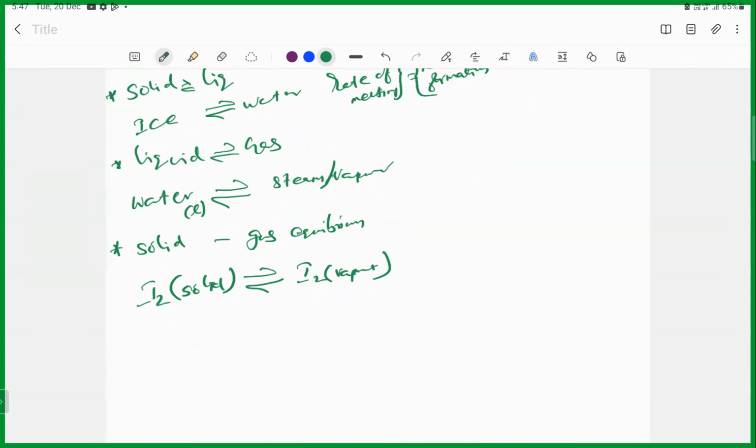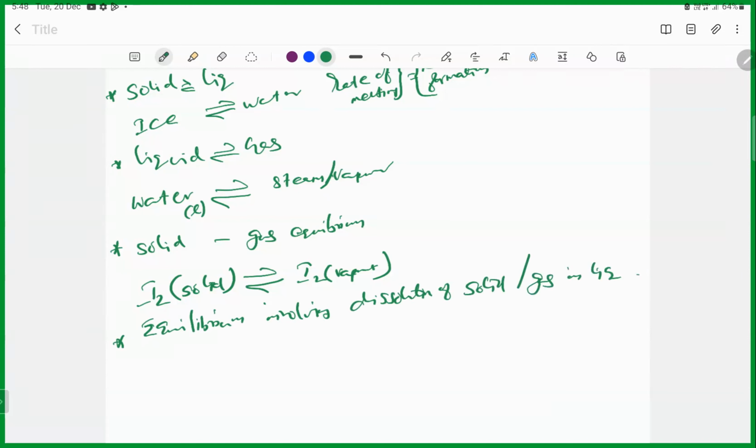Okay, clear? Students, clear? Yes, sir. Okay. And then, otherwise, equilibrium involving dissolution of solid or gas in liquid.